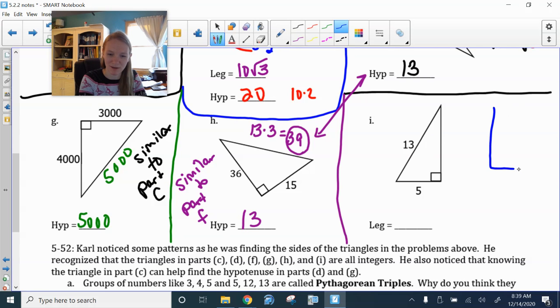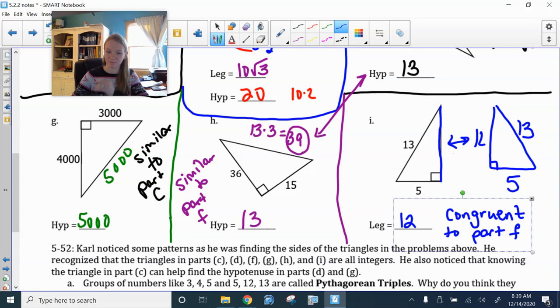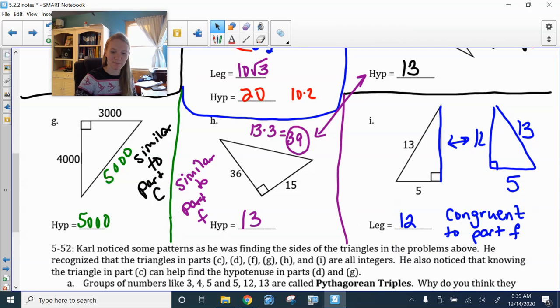Well, triangle right above it, we knew the short side, the smallest part was 5, and the hypotenuse was 13, we figured out, which means that the missing side was 12. This is actually congruent, not just similar. It's congruent to part F. All of the pieces are the same.